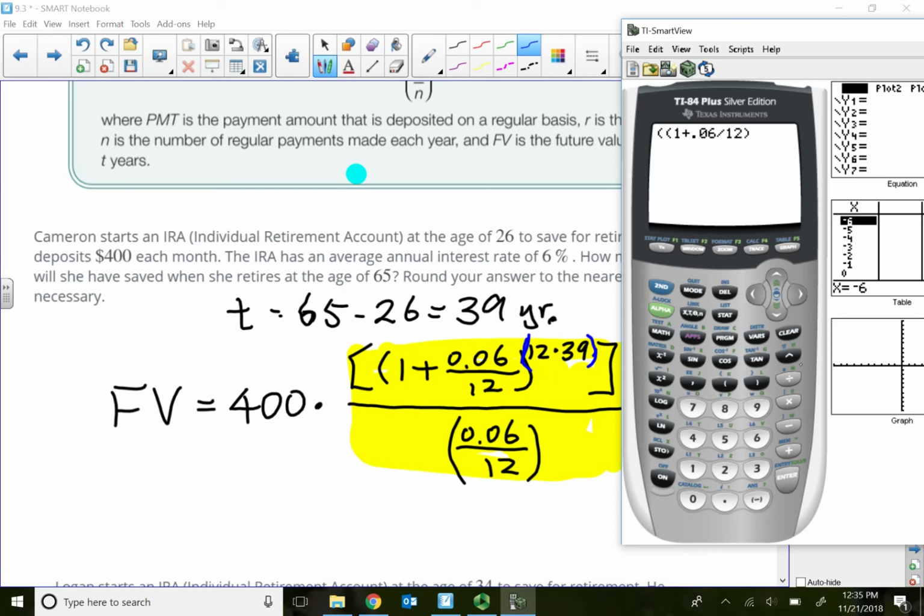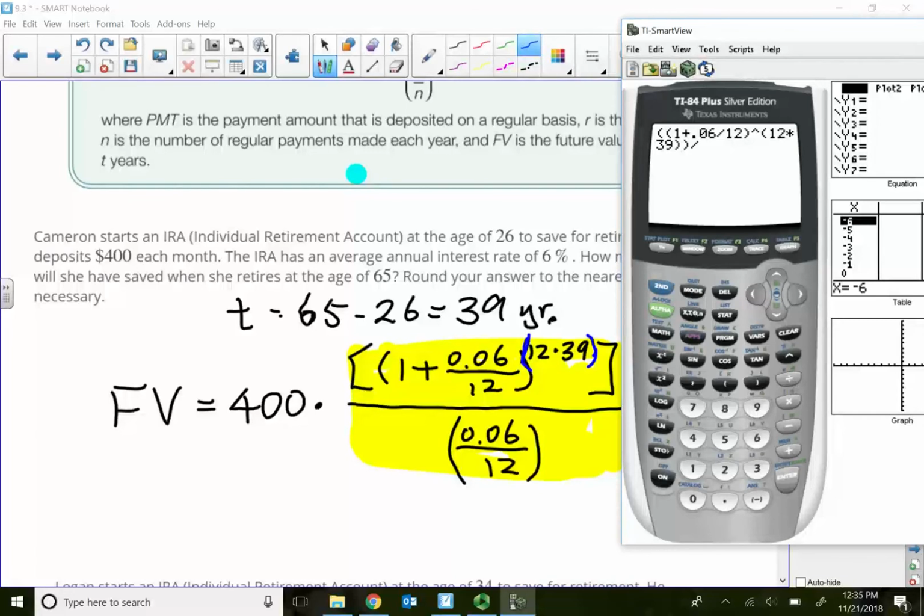All right, let's raise in the exponent. Now let's open the blue parenthesis, typing 12 times 39. Close the blue parenthesis. Now we're going to close the bracket, which is just closing another parenthesis. So all that is on the numerator.